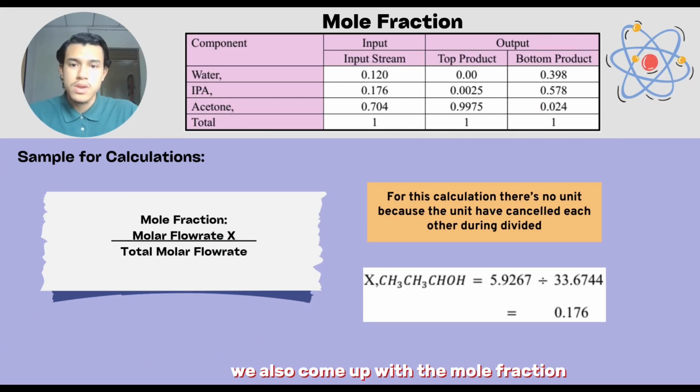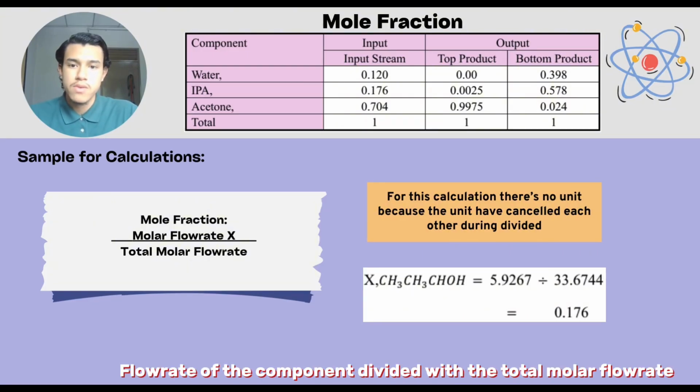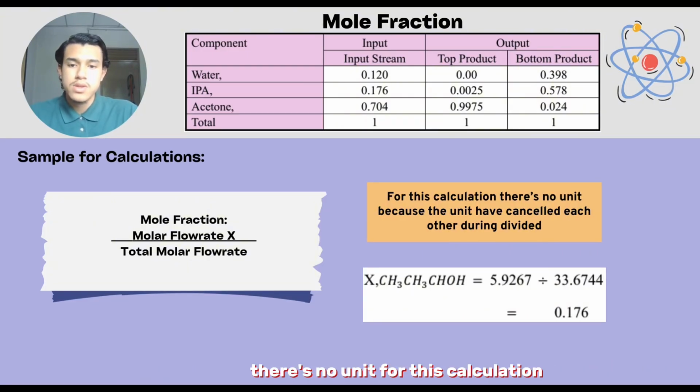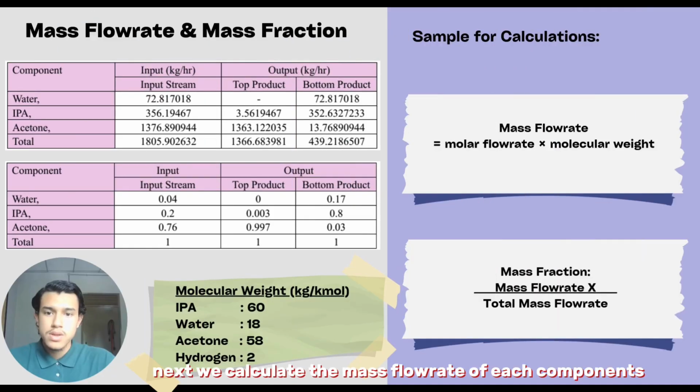We also come up with the mole fraction table after performing the calculation, where the molar flow rate of the component is divided by the total molar flow rate in their stream. There is no unit for this calculation because the units already cancel each other. Next, we calculate the mass flow rate of each component by multiplying molar flow rate with molecular weight. To calculate the mass fraction, the same method is used as for the mole fraction calculation, just replacing the molar flow rate with the mass flow rate. After the calculation, we can make a table to make it easier.